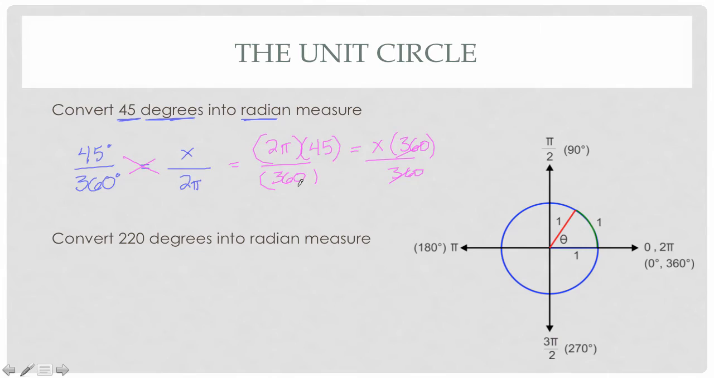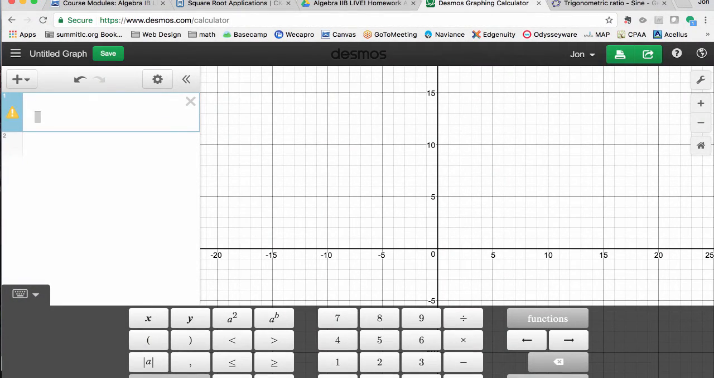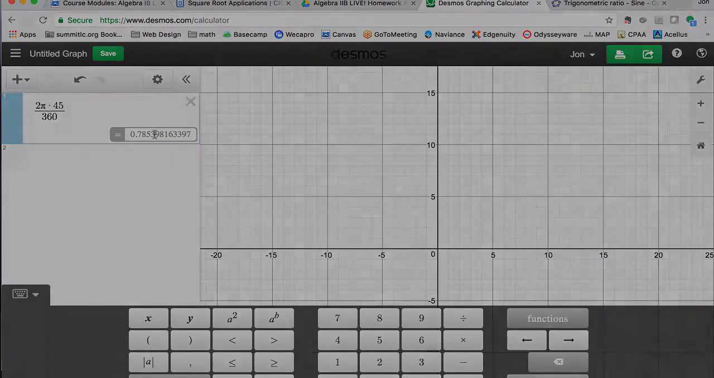Let's go to our Desmos calculator and calculate that out. All right, so we had a fraction. We have 2. On your Desmos calculator, we got a nice pi button right here. So there's 2 pi times 45 divided by 360. And what do we get? We get that that is 0.785.